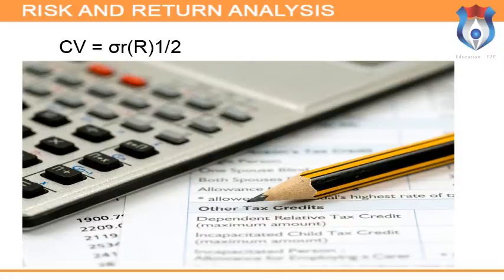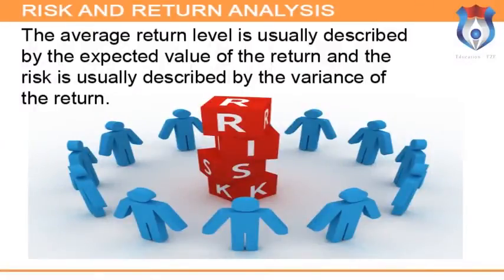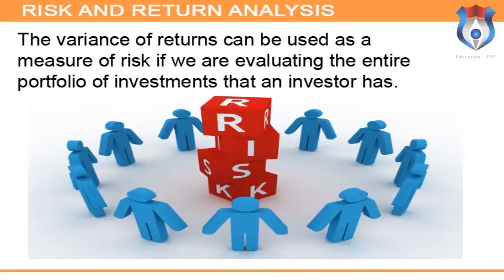CV is equal to sigma over R, 1 by 2. Return and risk of portfolio. The average return level is usually described by the expected value of the return, and the risk is usually described by the variance of the return. The variance of returns can be used as a measure of risk if we are evaluating the entire portfolio of investments that an investor has.